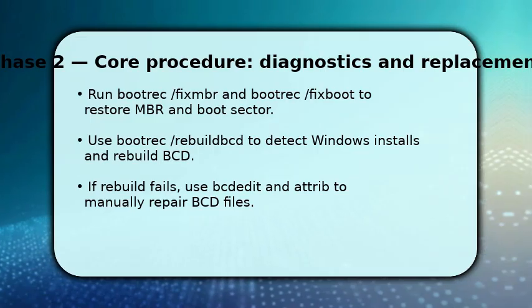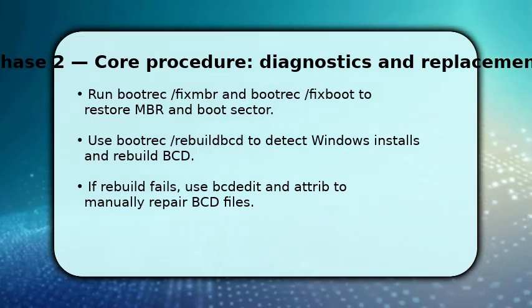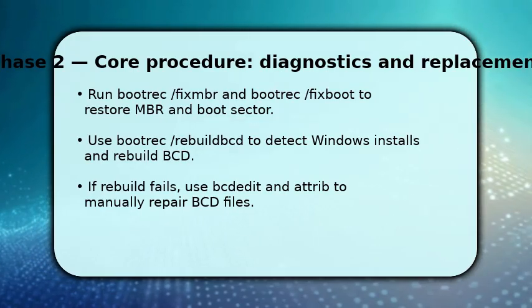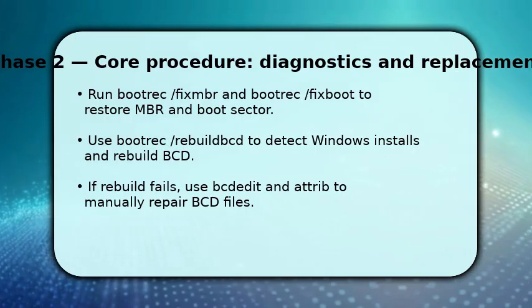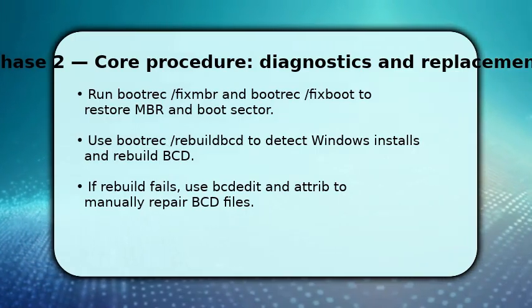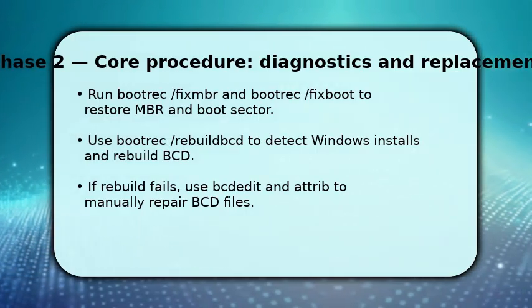Next, run bootrec /rebuildbcd. It scans disks and adds found installations to the boot configuration data. If rebuild reports 0 installs or errors, make sure the system partition is active, and if needed, use attrib and bcdedit to export, delete, and recreate the BCD.